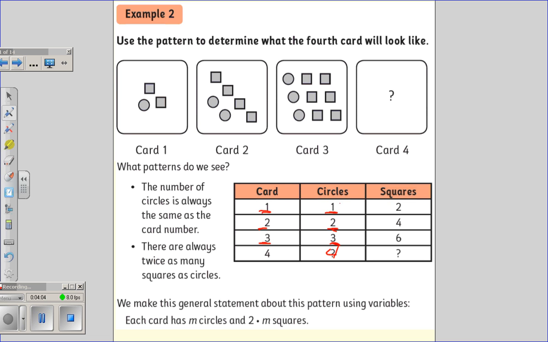But now let's look and see how this is changing. When we have 1 circle, we have 2 squares. When we have 2 circles, we have 4 squares. When we have 3 circles, we have 6 squares. I notice a pattern here. I notice that if I take the number of circles and multiply it by 2, I come up with the number of squares. So 4 times 2 is 8. So now on my card, I could draw in 4 circles and 8 squares.